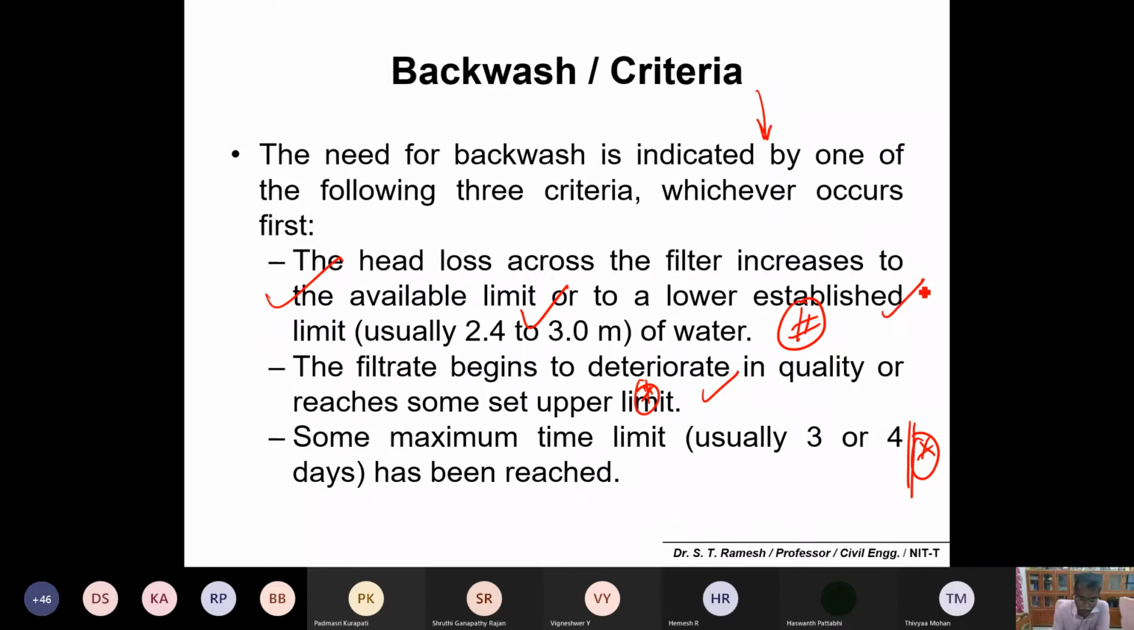Number 1 is based on the head loss. Number 2 is monitoring or tracking the water quality, and the third one is usually a maximum time, once in 3 days or 4 days. Is it okay? Is it fine?